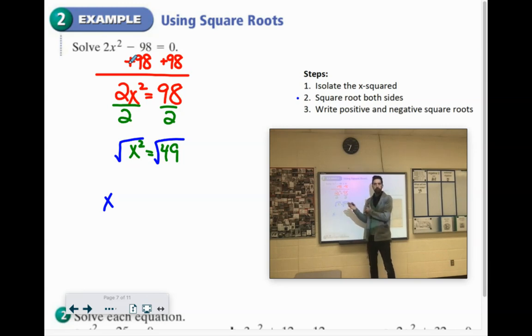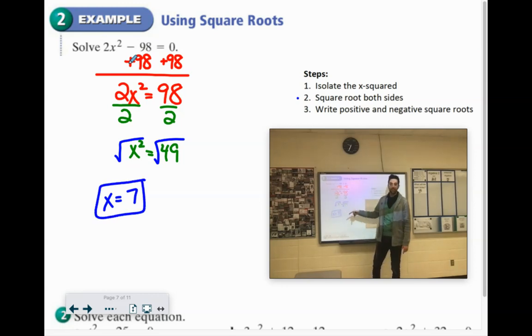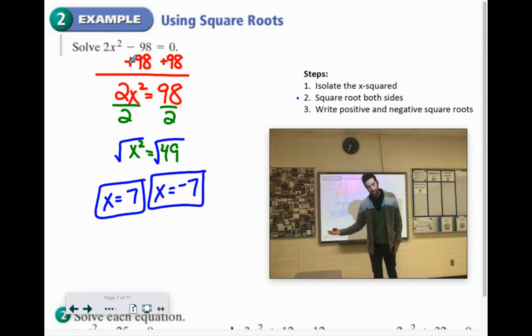When you're square rooting 49, you're asking your brain, what times itself gives you 49? And you're probably thinking, oh, 7. The 7 times 7 is 49. And that is true. Even if you put that in a calculator, the calculator will tell you 7. But there's also another square root. You can also say negative 7. Because negative 7 times negative 7 is positive 49 as well.